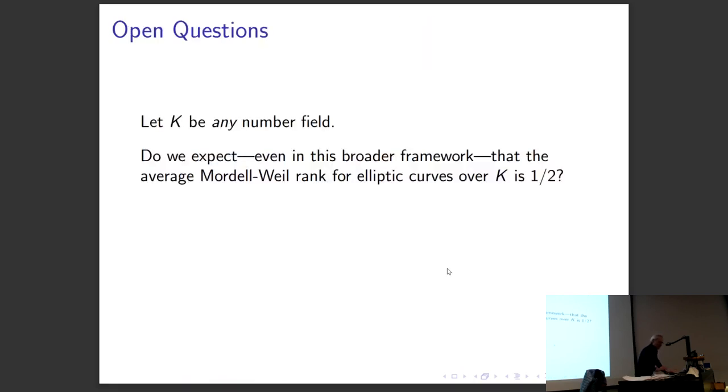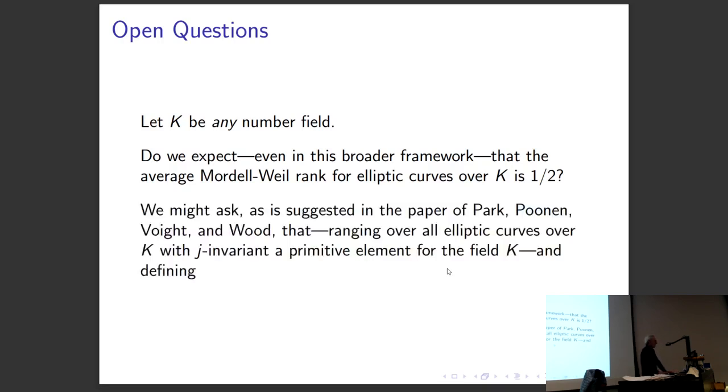So what are open questions? Let K be any number field. Do we expect, even in this, as I say, broader framework, that the average Mordell-Weil rank for elliptic curves is a half? I think we do, but that's a question.